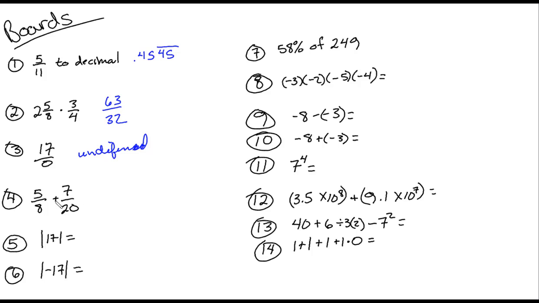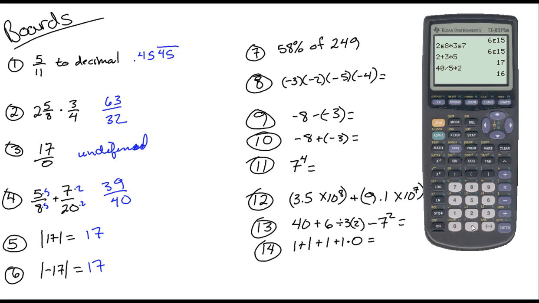5/8 plus 7/20, we need a common denominator. Turn them both to a 40. So times by 5, times by 5, times by 2, times by 2. We get 25 plus 14 is 39 40ths. Good. Absolute value of 17 just makes it positive. Absolute value of negative 17 just makes it positive. 58% of 249. I'm going to punch that in. 0.58 times 249.